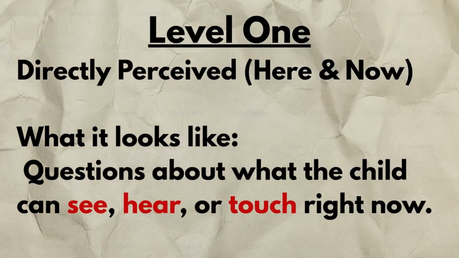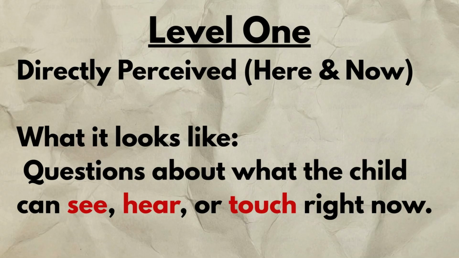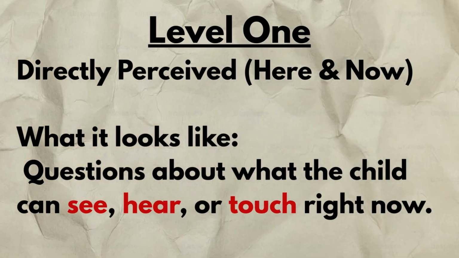Level 1 is directly perceived here and now. These things involve exactly what you see on the page right now. Where is the dog? What color is the girl's dress? Yeah! What is the boy eating? Yummy. These are questions that can be answered by looking on the page, and they are your level 1 questions.